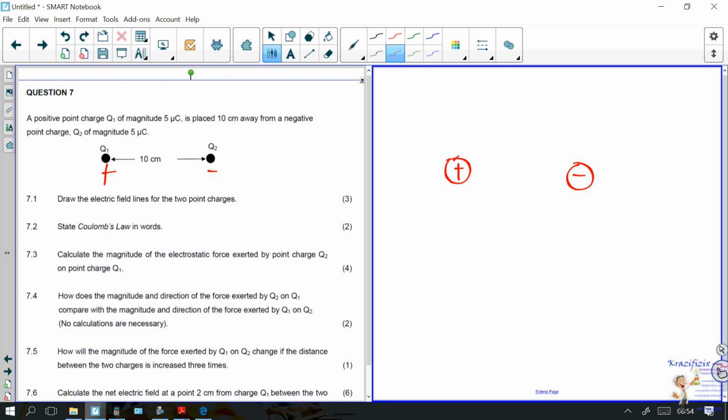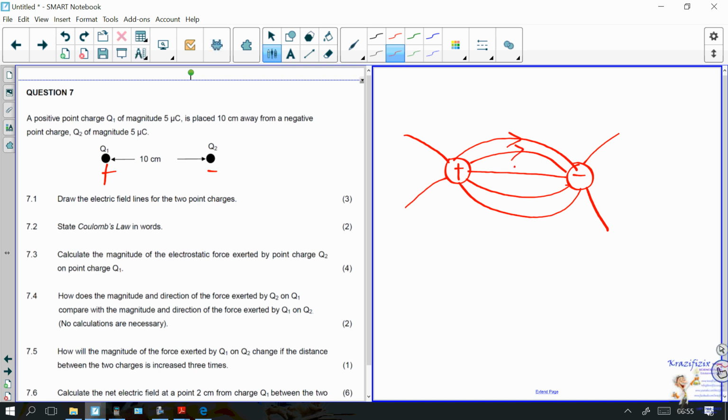What are we expecting? We're expecting a flow there, all of that, and you're just fine. Remember, they're identical. We need to have the same number of lines because they have the same magnitude. And this is your 5 what? Microcoulombs, negative 5 microcoulombs. You've done 3 marks.